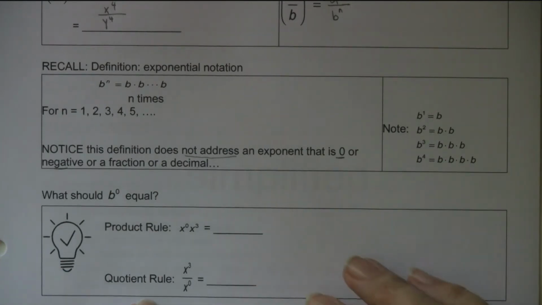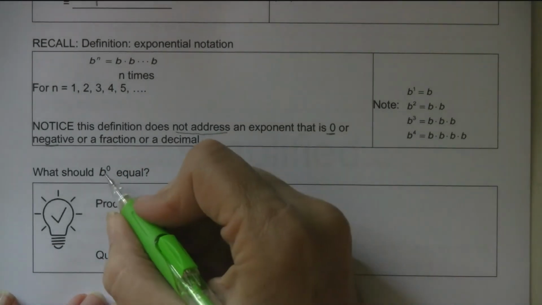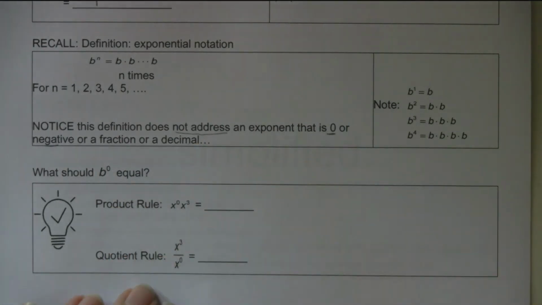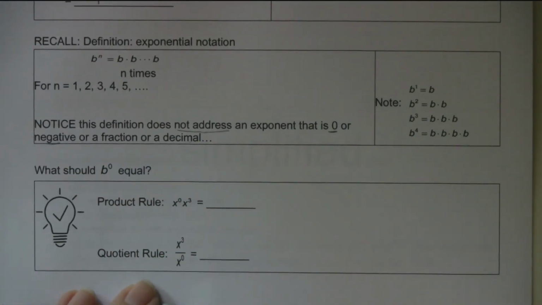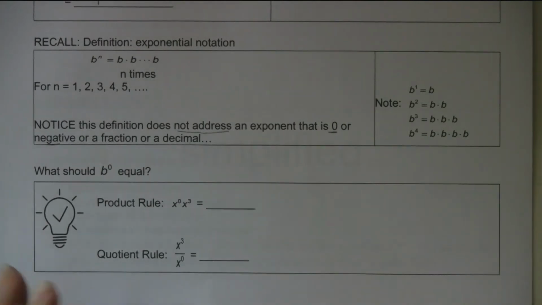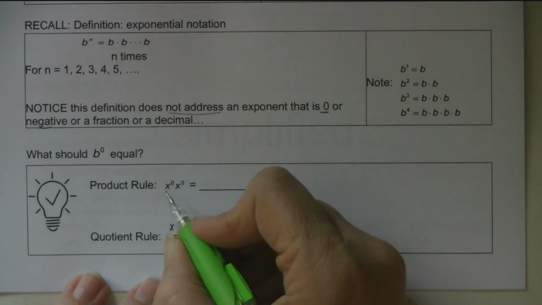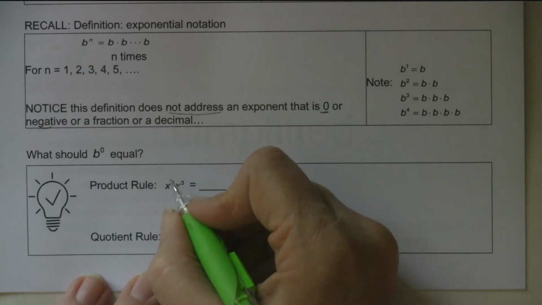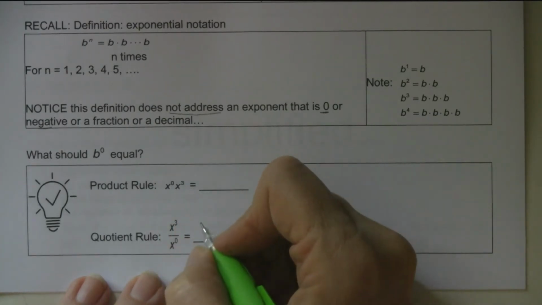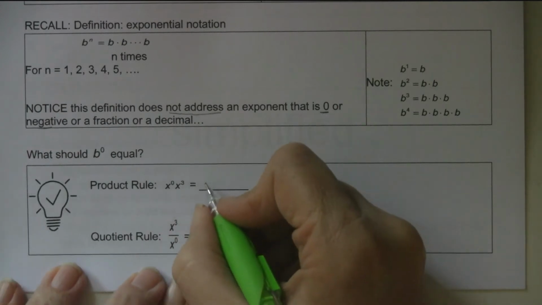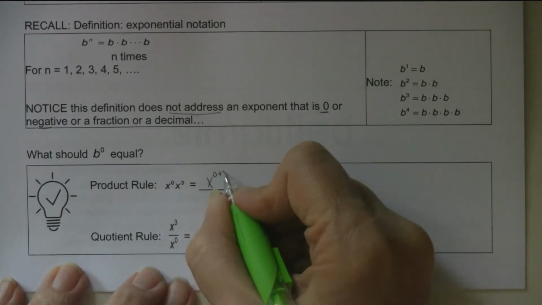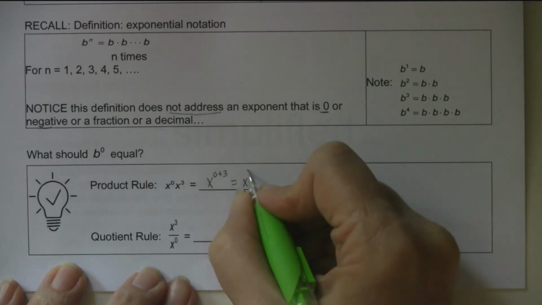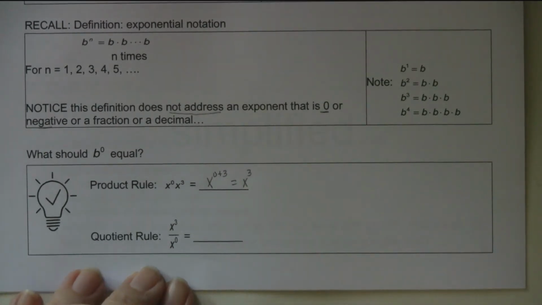And so now, what should b raised to the 0 equal? And so you might have your ideas of what it should equal, and what the people that were developing the math said is, well, let's see how it affects the product rule. So this is essentially b to the 0, any base to the 0, but they're saying x to the 0 here. So what if I had that times x to the 3rd? Well, according to the product rule, this would be x to the 0 plus 3, which is equal to x to the 3, because 0 plus 3 is 3.